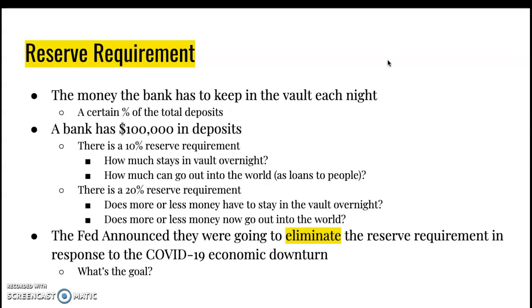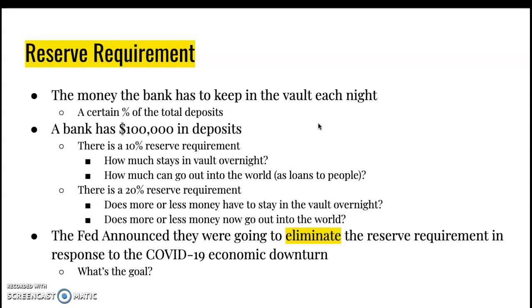And so by changing the reserve requirement, you can alter how much money gets lent out to people to then use to buy stuff. All right, so let's say that a bank has $100,000 in deposits. The reserve requirement is 10%. Okay, so how much do they keep in the vault overnight? $10,000. How much gets lent out into the world to people as loans to go buy cars and houses and whatever? That would be 90%, the rest of it.